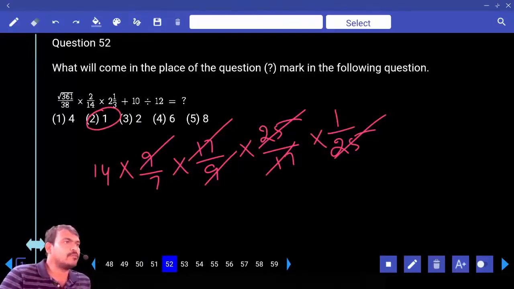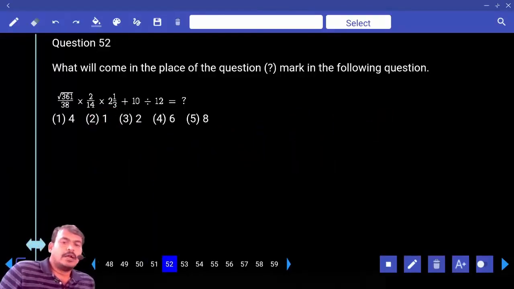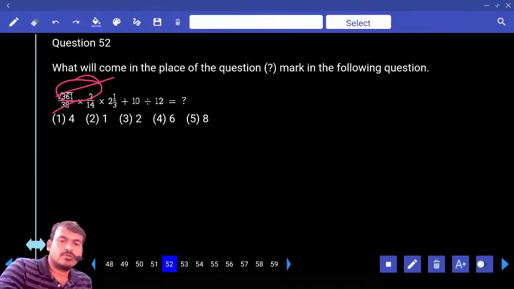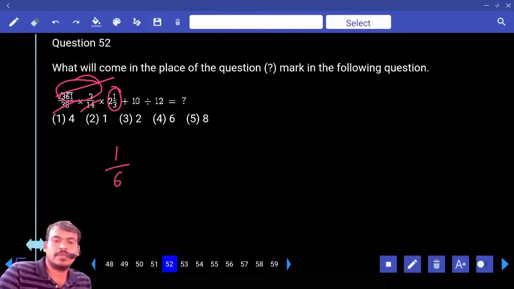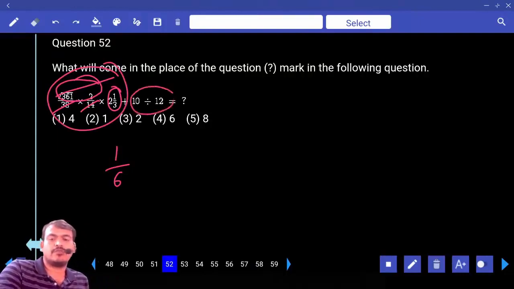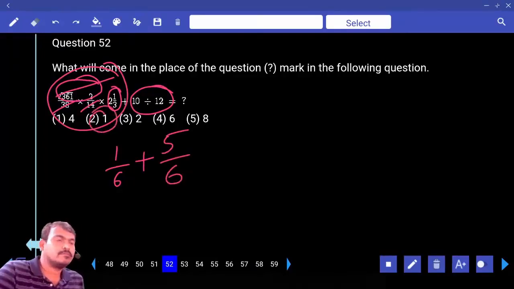Next, question number 52. Under root of 361 means 19. 19 into 2 is 38. Numerator 38, denominator 38 cancel, or not. Next, 2 1 by 3 means 7 by 3. 7 how many times 14? 2 times. It is 1 by 6. First term we are getting 1 by 6. Second one 10 by 12 means 5 by 6. 1 by 6 plus 5 by 6 is 1, or not.